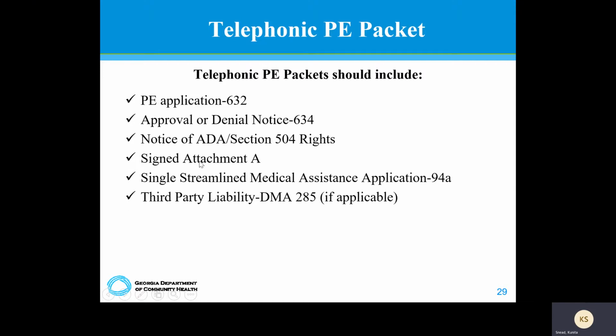remember, it serves as signature for the PE application, and it also serves as signature for the 94A. So that's why you have to make sure that the signed attachment A is included in the PE packet. Of course, the 94A, and then if they have other health insurance, the third-party liability.